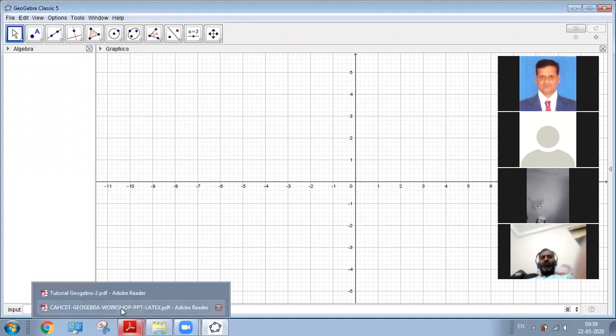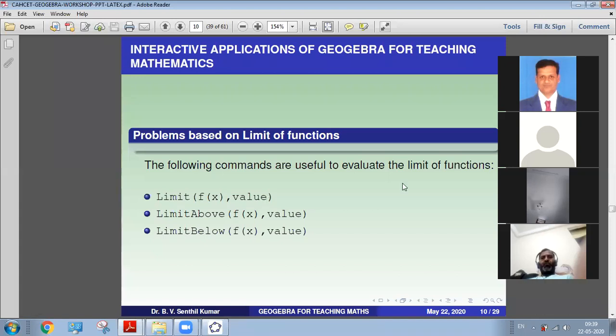Next, we will move on to how to find limit of functions. For finding the limit of functions, these three commands are going to be useful for us: capital L Limit, f of x, comma, value. The commands are case sensitive. Limit with capital L, LimitAbove with capital A, and LimitBelow with capital B.